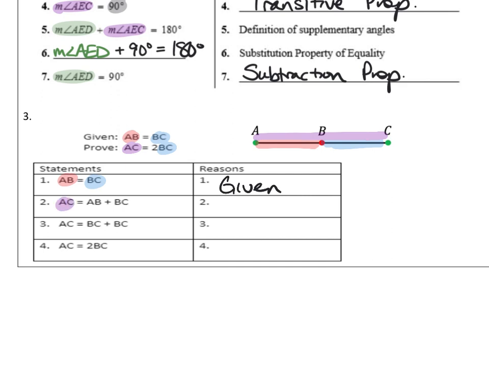The second conclusion or statement that I make is that AC is equal to AB plus BC. How come I know that that big segment is made up of adding the two small segments? What's that property called? Yes, but we're going to call it segment addition because we're dealing with segments. But it is the addition postulate, so segment addition postulate.